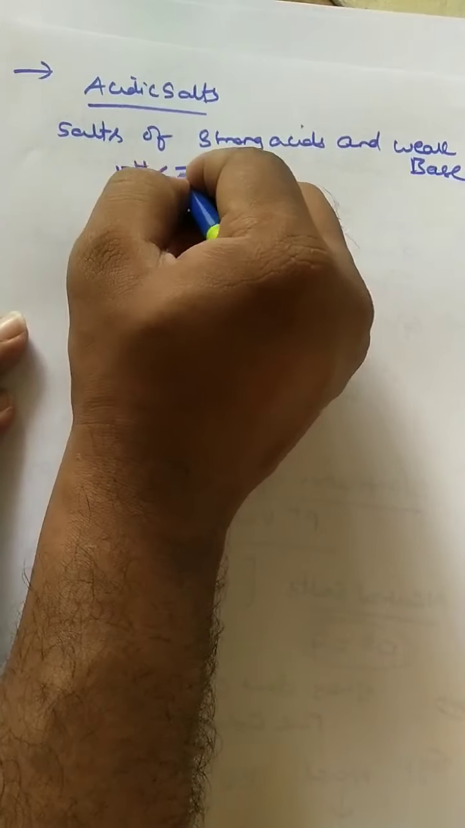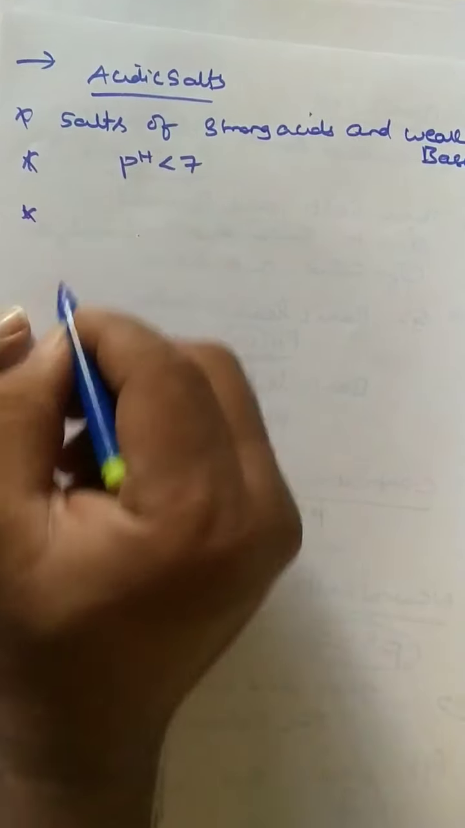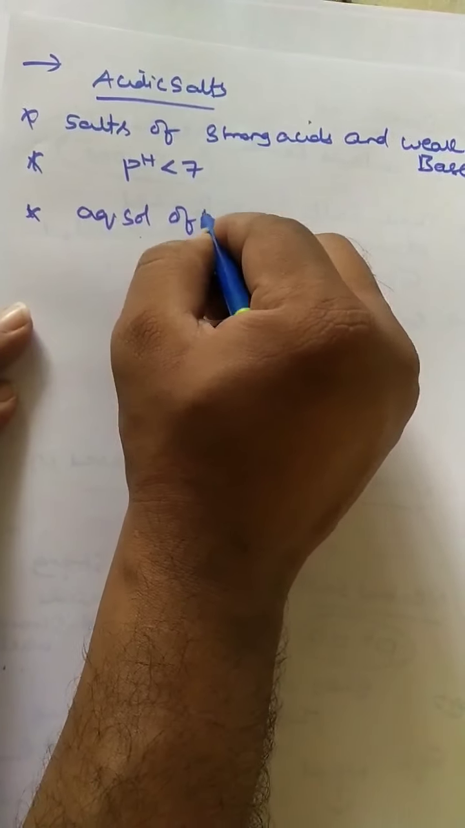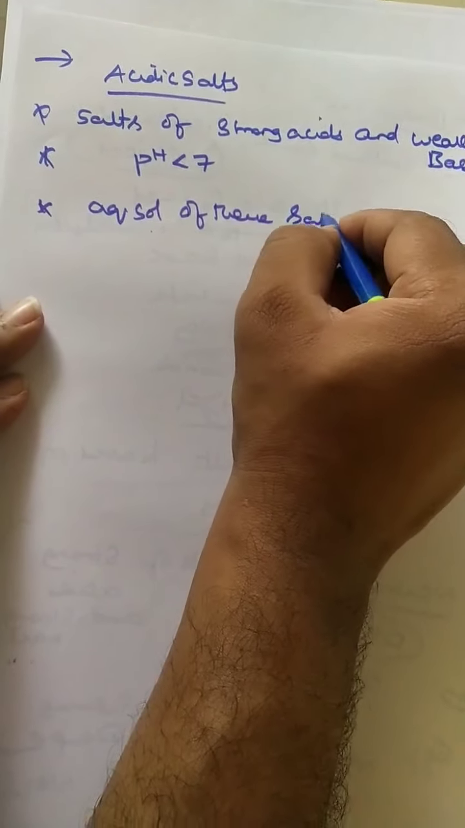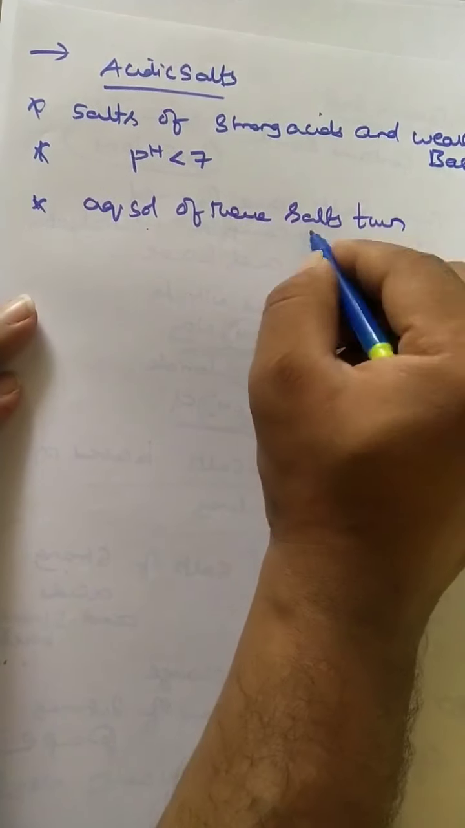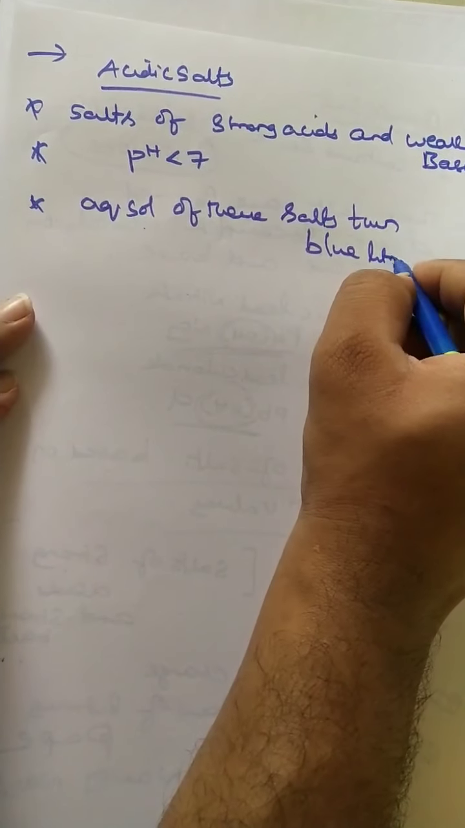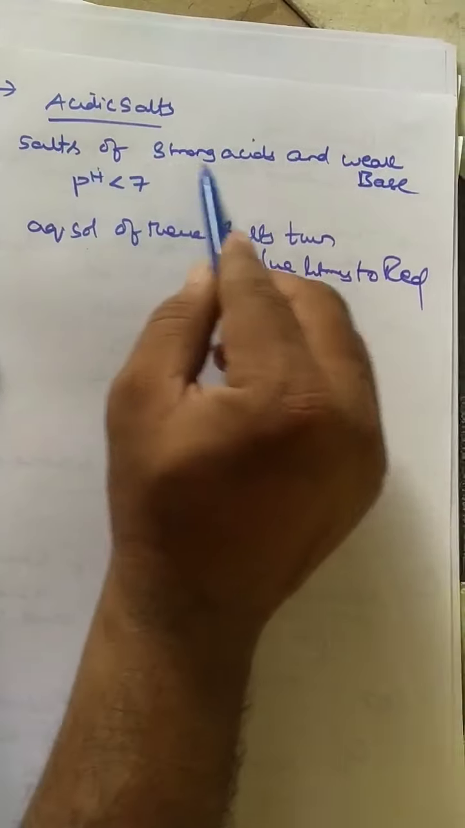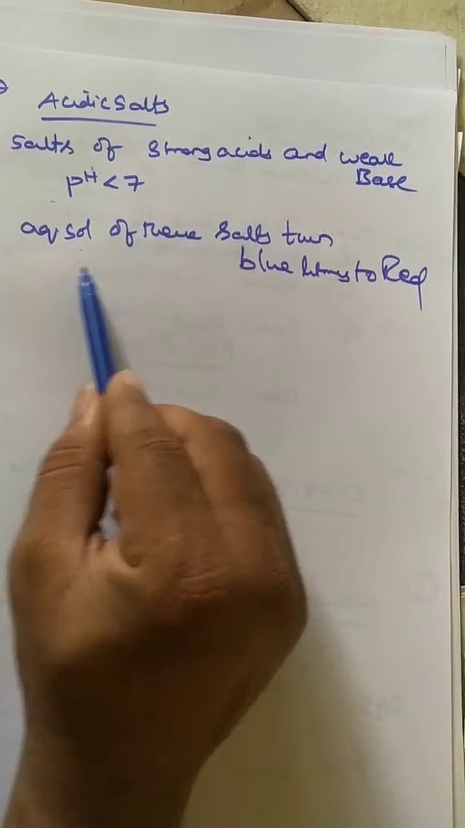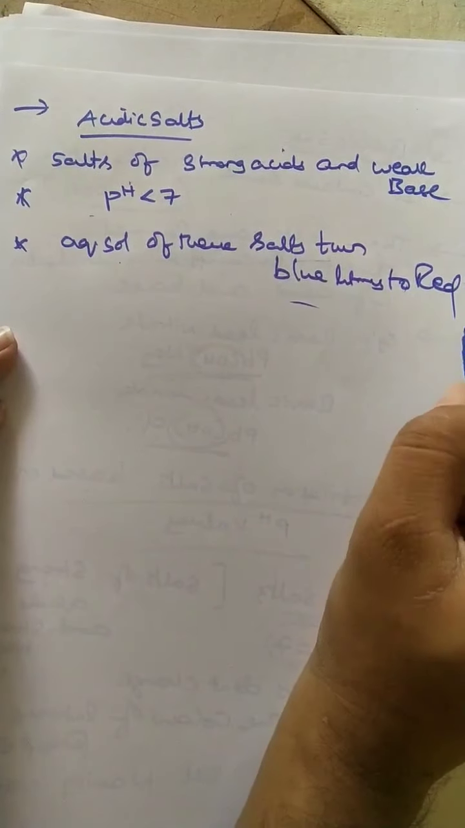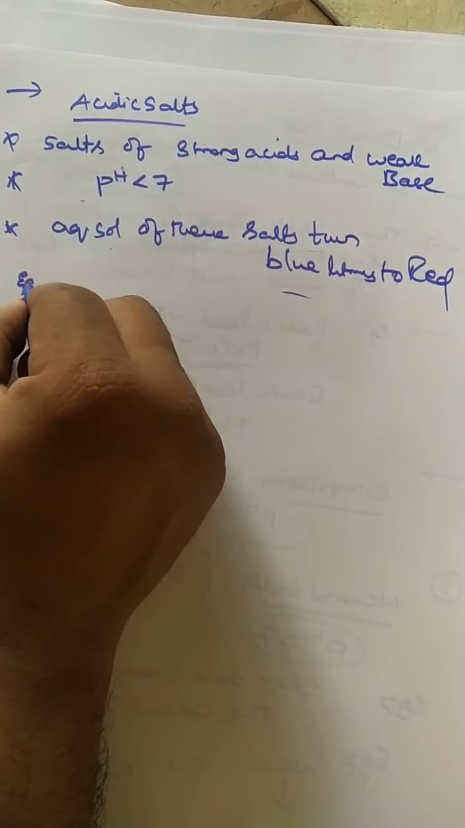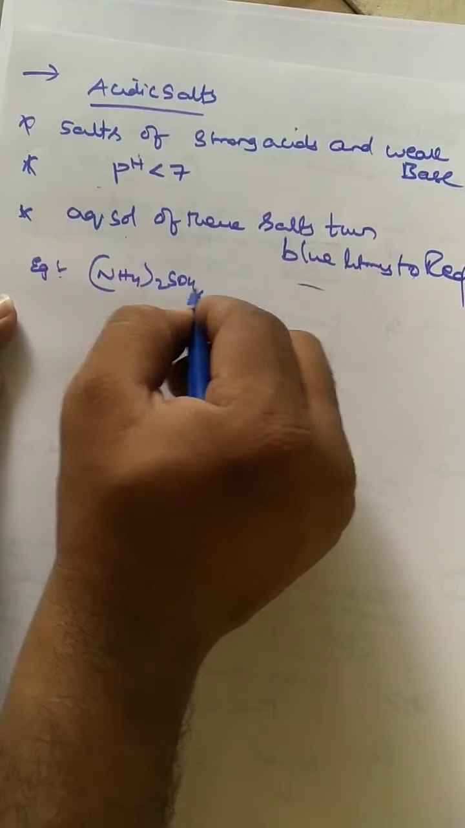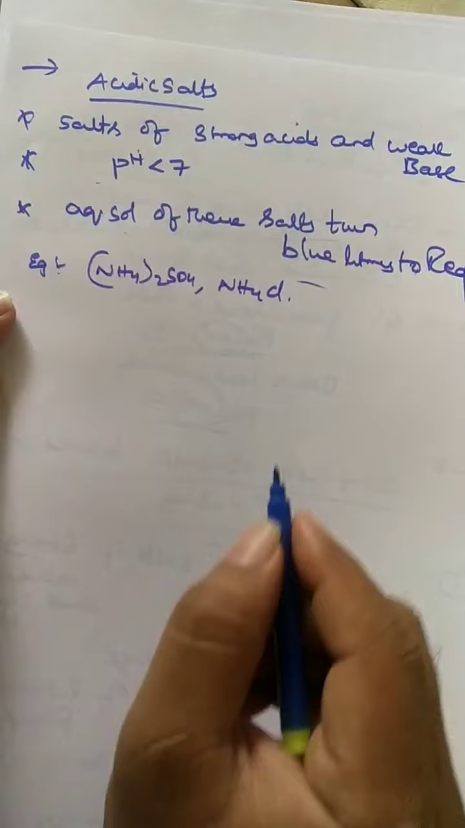pH value will be less than 7 for these salts. Aqueous solutions of these salts turn blue litmus to red. Salts of strong acids and weak bases, pH value less than 7. Aqueous solutions of these salts turn blue litmus to red. Examples of these salts: ammonium sulfate, ammonium chloride.